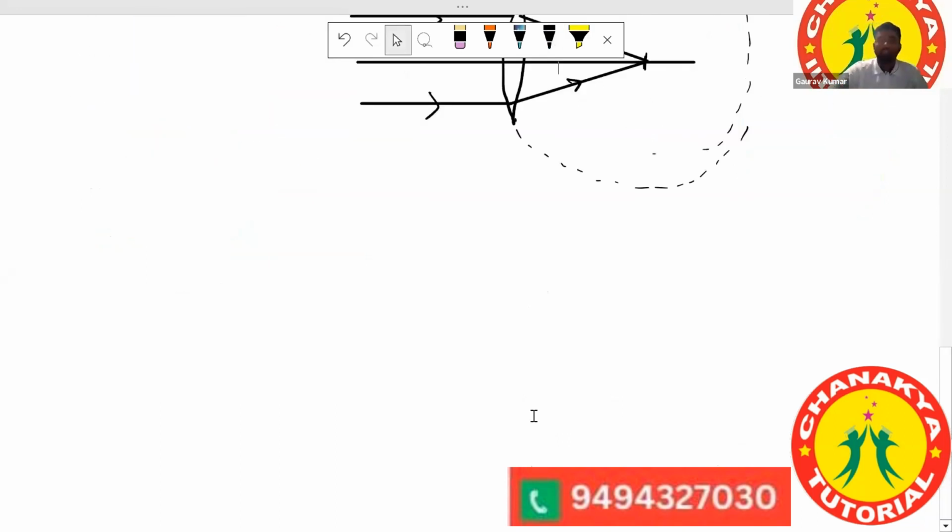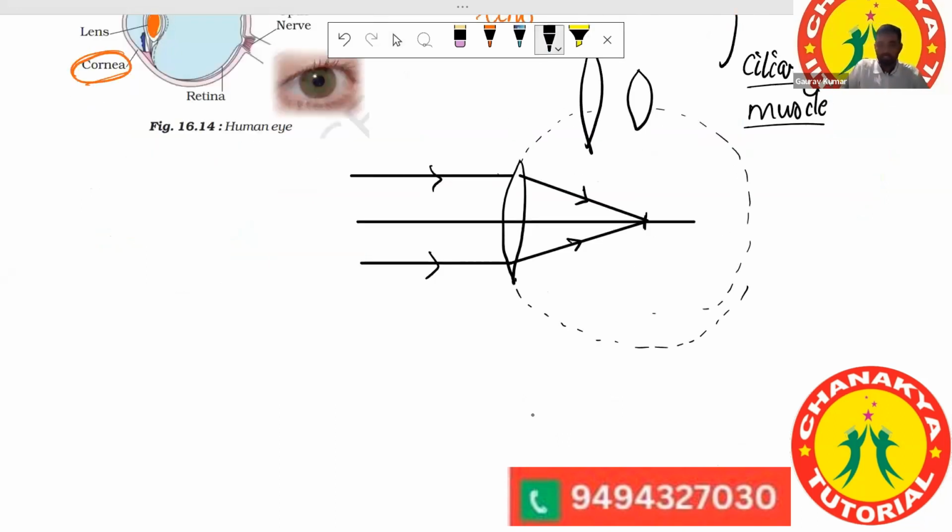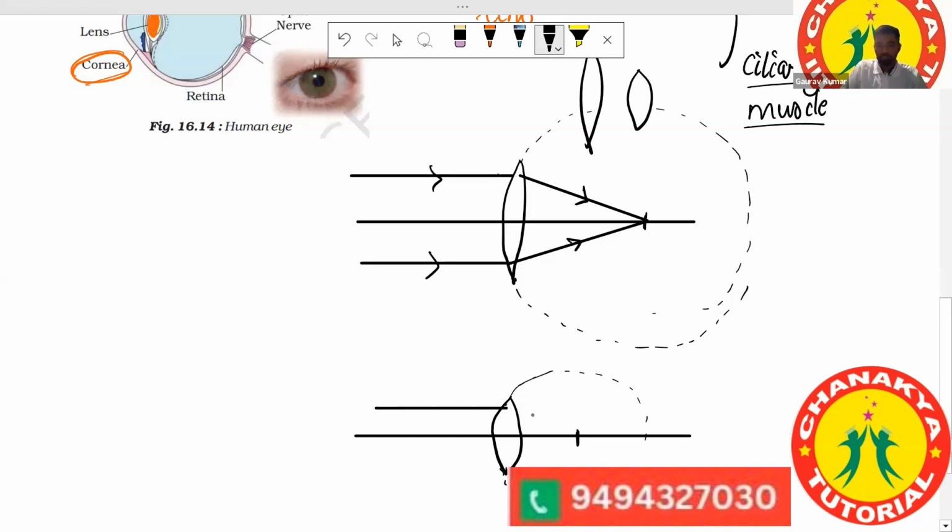Fine. Now if there is another lens, let's say a thick one. If I complete this lens, its size will be smaller than the earlier one. So the focal length will be somewhere here. The light coming from outside will focus at this point.